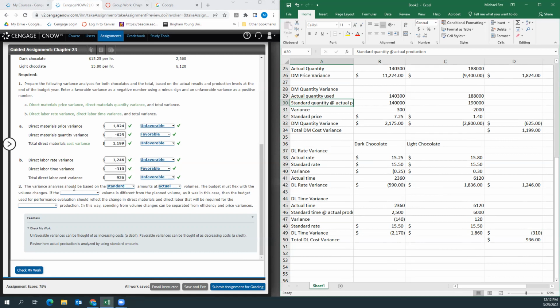The budget must flex with the volume changes. If the actual volume is different from what we planned, as it was in this case, then the budget used for performance evaluation should reflect the change in direct materials and direct labor that will be required for the actual production.